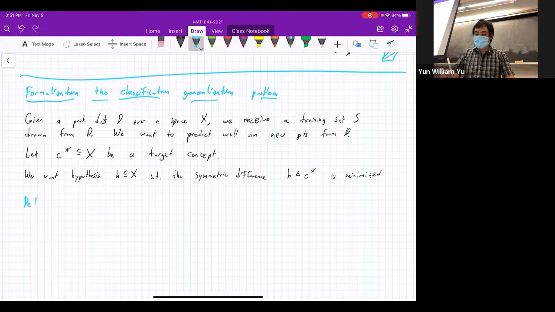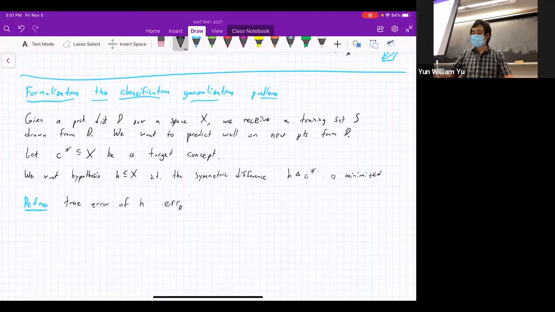So what we're going to do is we're going to define error. So the true error of H is the error on the distribution, the probability mass of H symmetric difference C star. So on everything, what are all the things that are misclassified? What are all the things that are misclassified one way or another?